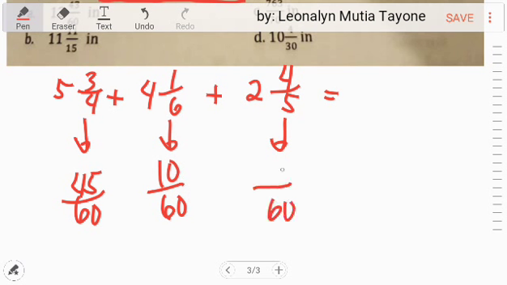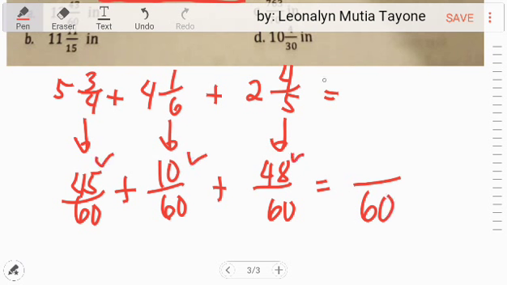Next, 60 divided by 5, and that is 12. 12 times 4, and that is 48. In other words, si 4 over 5 ay equivalent ng 48 over 60. So, pwede na natin i-add ang mga fraction natin. Kopyahin si denominator na 60 at yung mga numerators ang i-add natin. 45 plus 10 equals 55 plus 48, and that is 103. 103 over 60, improper fraction ito. So, pwede natin siyang gawing mixed number.